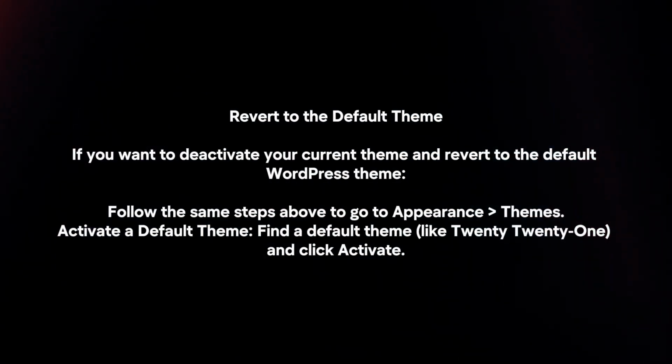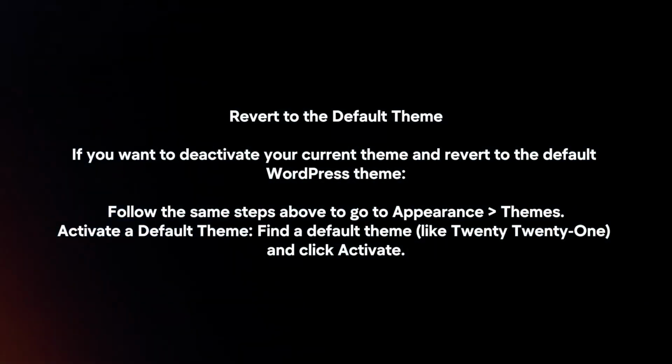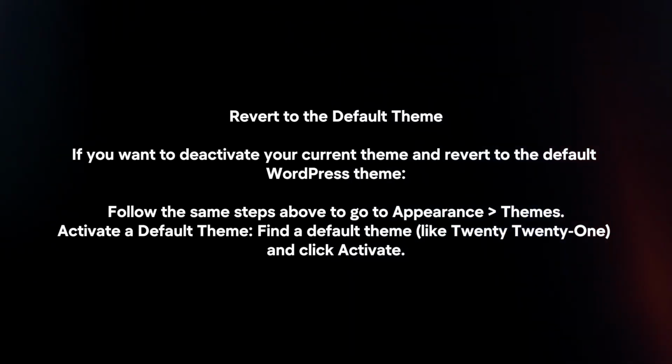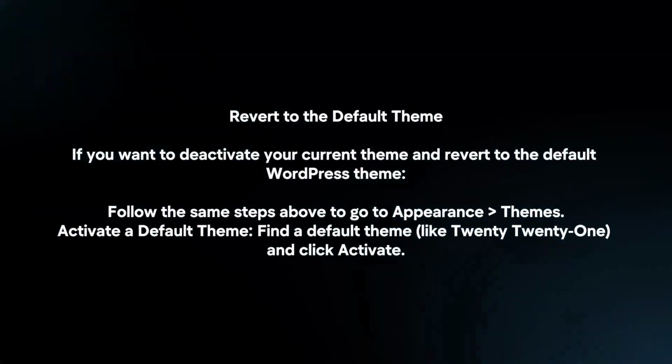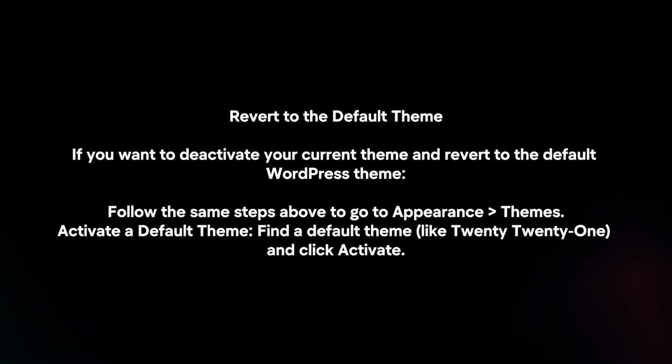Revert to the default theme. If you want to deactivate your current theme and revert to the default WordPress theme, follow the same steps above to go to Appearance, Themes. Activate the default theme. Find the default theme and click Activate.